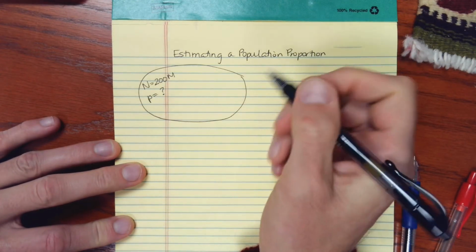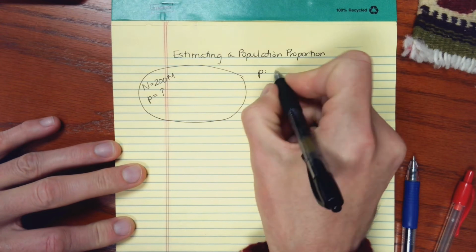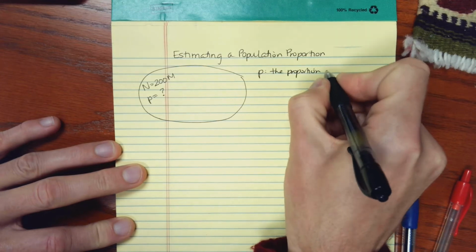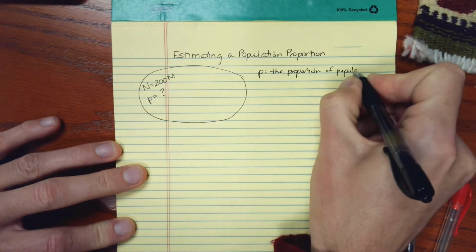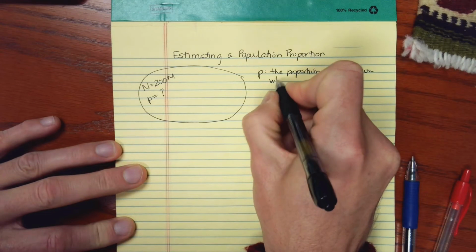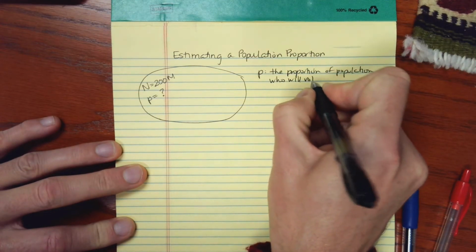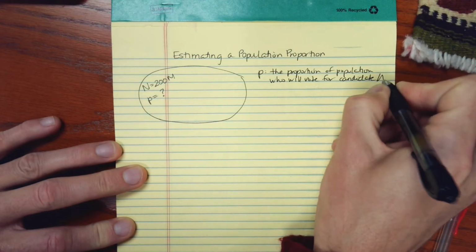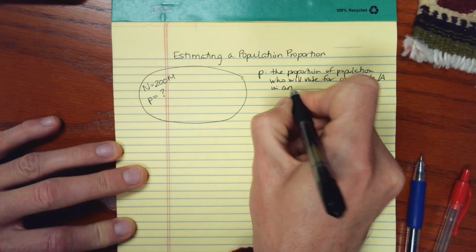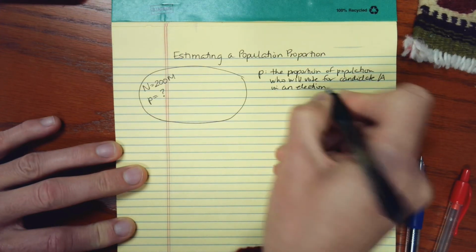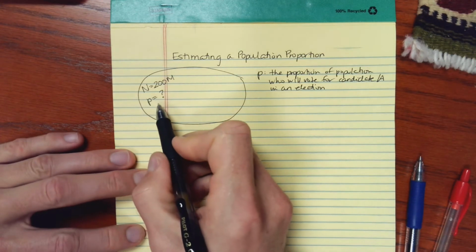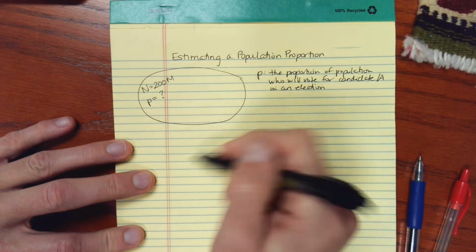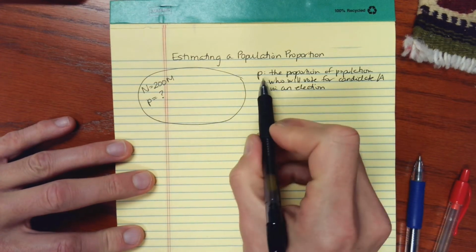Maybe in particular we're interested in p being the proportion of the population who will vote for candidate A in an election. So this is an unknown, but we'd like to estimate this value. And so we're going to be looking at strategies for estimating the population proportion.